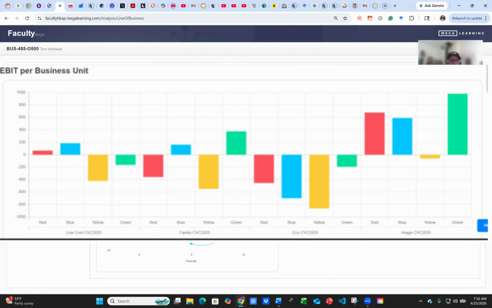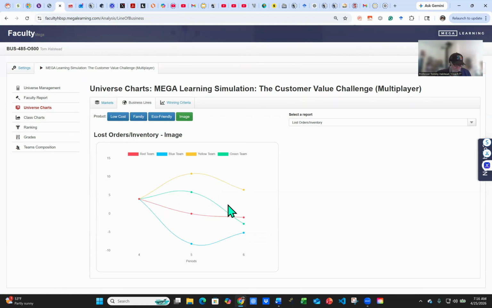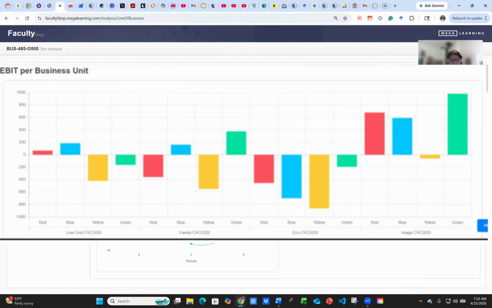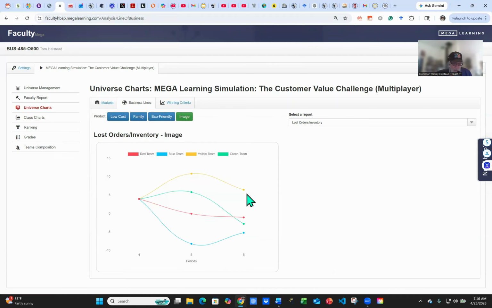Yellow is right on the verge. So yeah, it looks just about according to Eco, looking at the bars or an image, that yellow was almost not quite positive, but almost there. And so they drew down their inventory, and this might be by lowering price. We haven't looked at prices yet, but we can see that red and green, blue did great too.